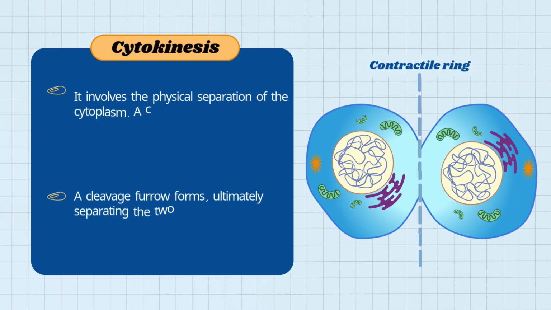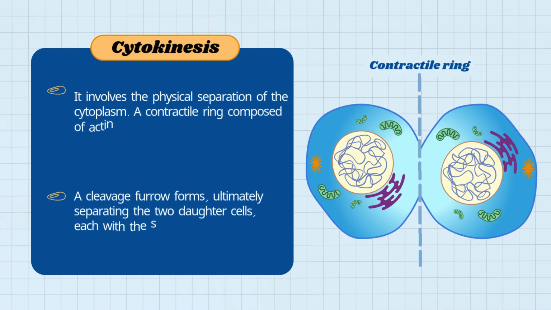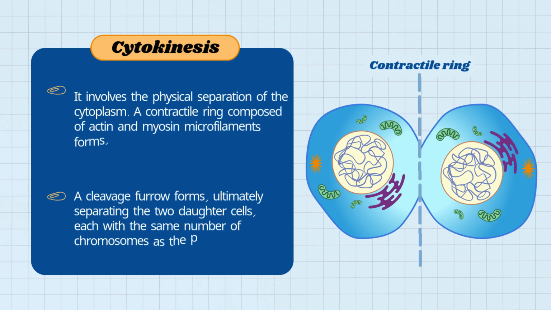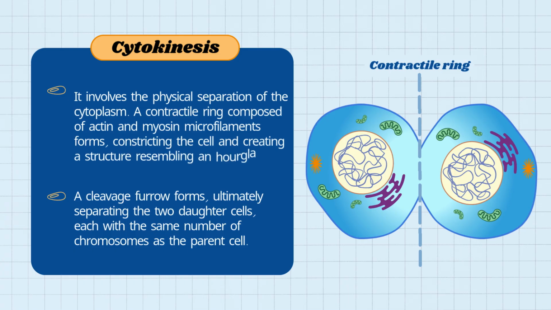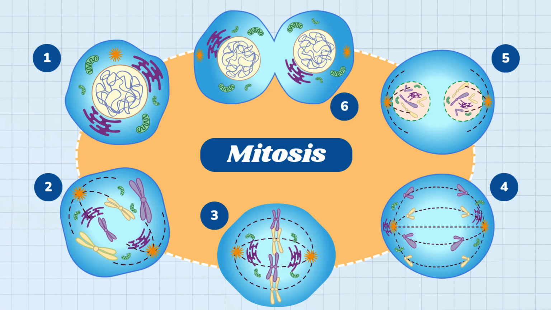Cytokinesis. It involves the physical separation of the cytoplasm. A characteristic ring composed of actin and myosin microfilaments forms and constricts the cell, creating a structure resembling an hourglass. So this is the cleavage furrow, and it forms, ultimately separating the two daughter cells, each with the same number of chromosomes as the parent cell.